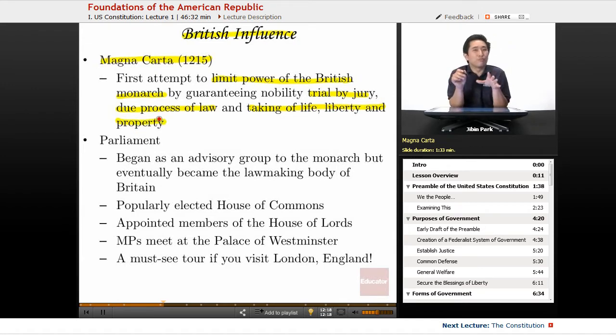So there is no British Constitution. The British Constitution is really just a collection of all the laws that have been implemented.